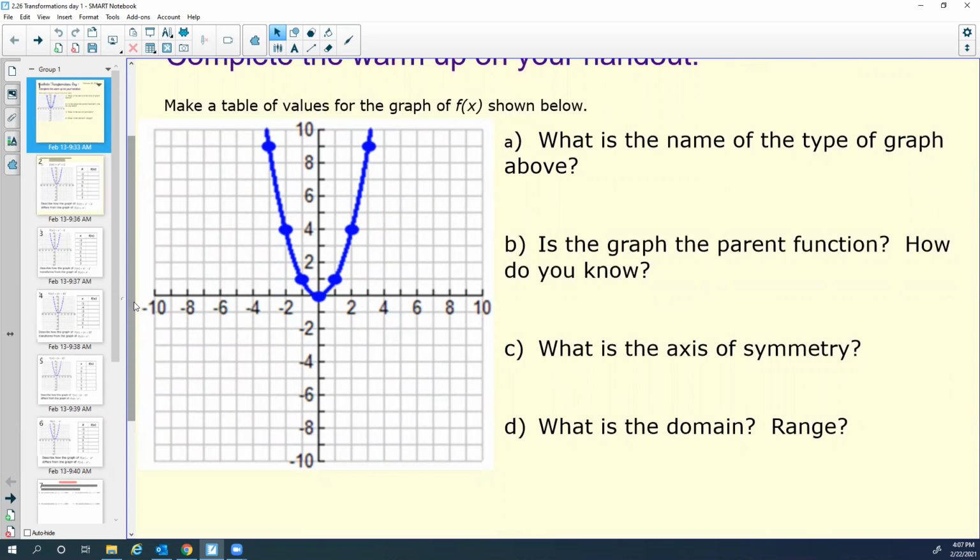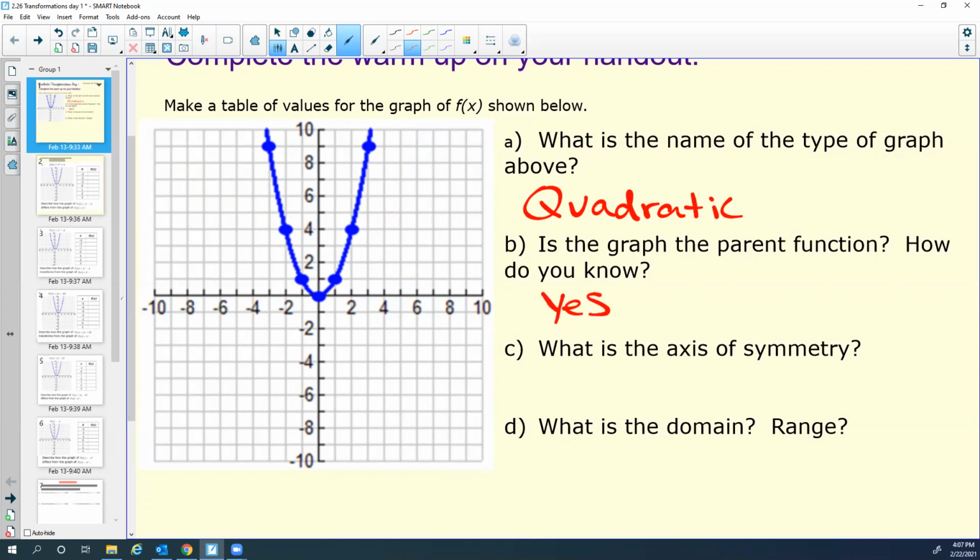All right, so looking at this graph, what is the name of the type of graph above? Well, to the left, really. That graph is a quadratic. Is the graph the parent function? It goes through the origin. It hasn't moved left. It hasn't moved right. It hasn't moved up or down. It's going through the origin. So that's where I'd say, yes, it is. And how do we know? Because it went through the origin.